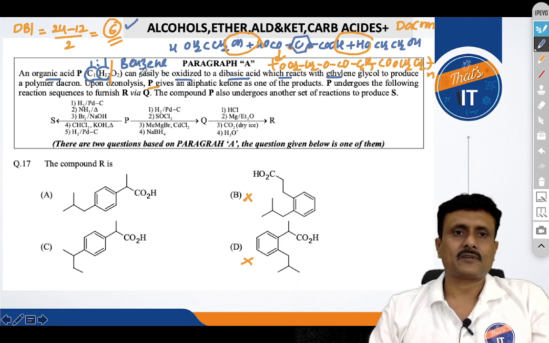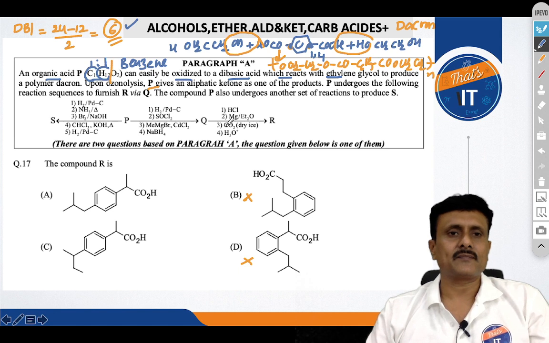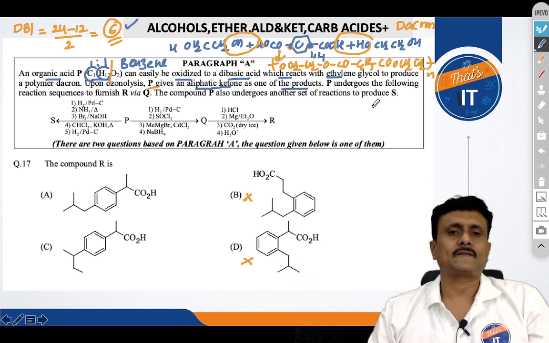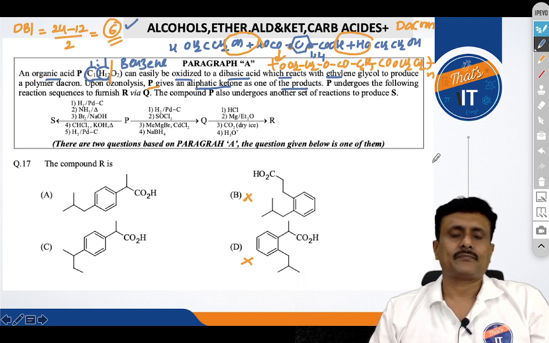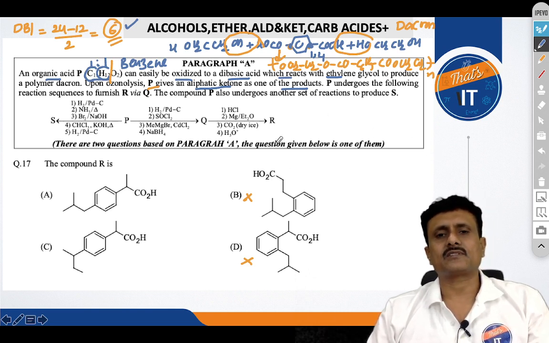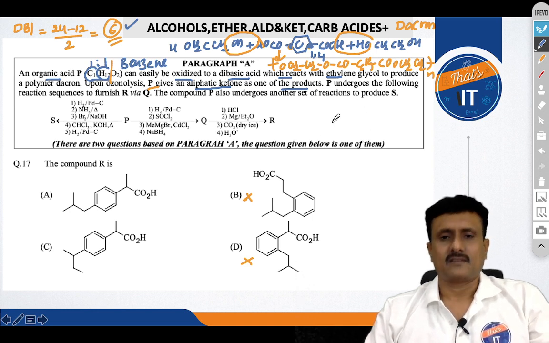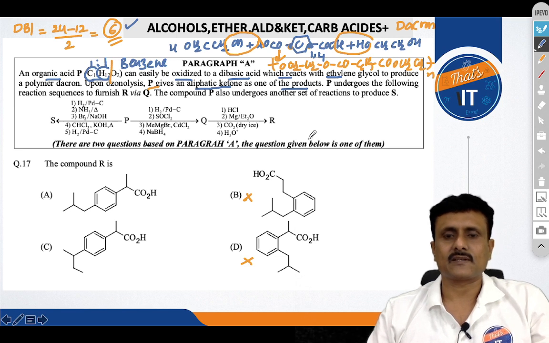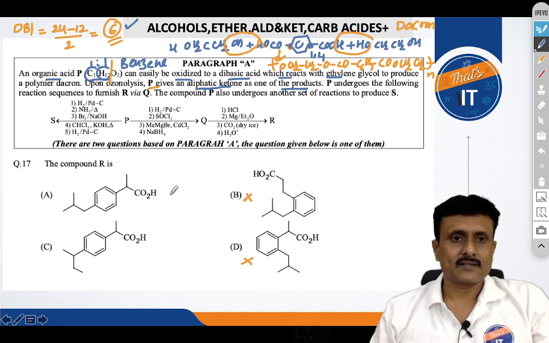1,4 substitution, 1,4 substitution. So I ruled out options B and D. Upon ozonolysis analysis, P gives an aliphatic ketone as one of the products, isn't it? So you need to write the compound structure in such a way that you will be getting an aliphatic ketone. You can see that 6 degrees of unsaturation must also be there. So you should not speculate the product, but rather you should be sure about it.